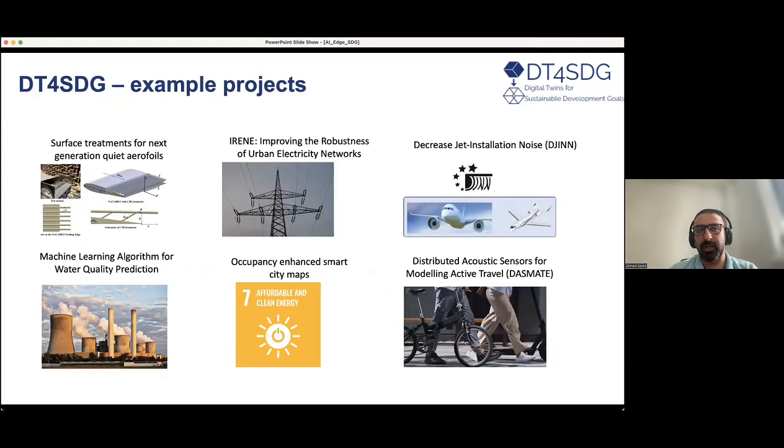I'll finish with some examples of the projects led by the members of the lab. We have projects like service treatments for next generation quiet aerofoils and improving the robustness of urban electricity networks. Also another project aiming at decreasing jet installation noise. There is another project using machine learning for water quality prediction, and another project is about occupancy enhanced smart cities.